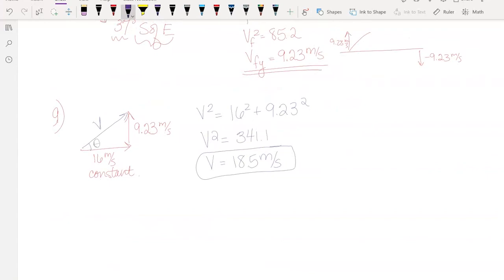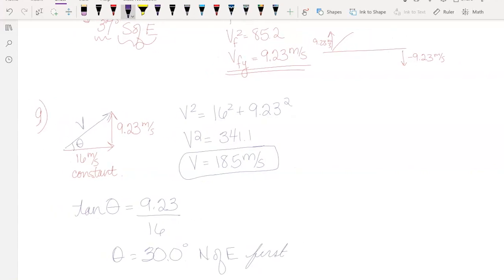So let's find theta. The tan of theta is equal to 9.23 over 16. Therefore, theta is roughly, it's close, 30 degrees. And according to my drawing, it is north of east. And this is for that first one. If it asked for the second one, it would also be 30 degrees. But in this case, it would be south of east because it would be below the horizontal. And the way you look at that is 9.23 down while it's still going 16 over.